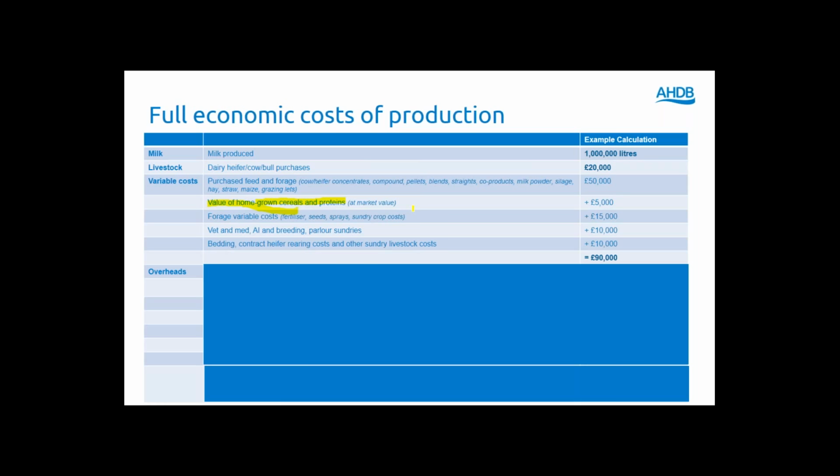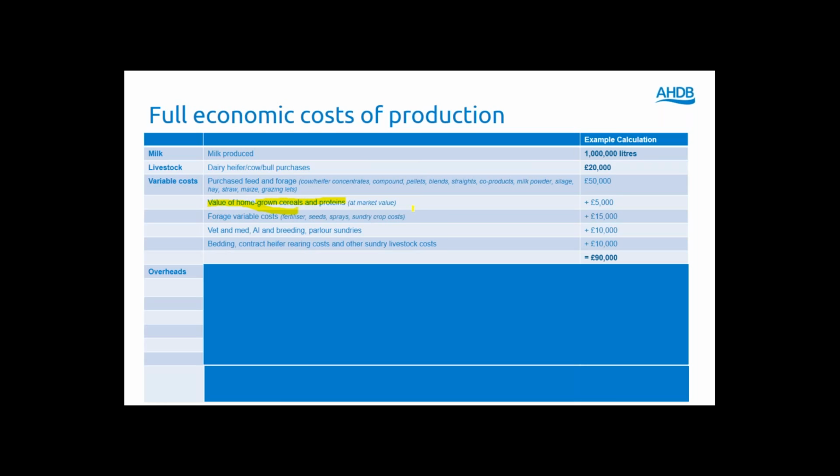All your forage variable costs, your fertilizer, seeds, etc. All your vet and meds, any breeding costs, AI, semen costs, parlour sundries, chemicals, that sort of thing goes in there. And then all your sundry costs, like ear tags, bedding costs. If you contract out your heifer rearing, then the costs of doing that. So that will then be all your variable costs.